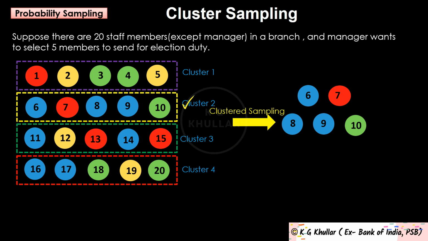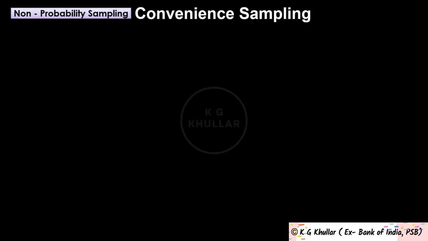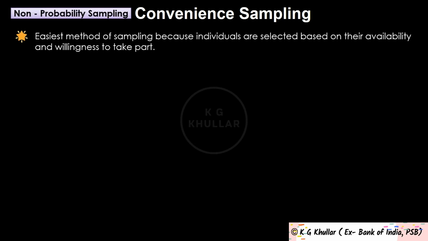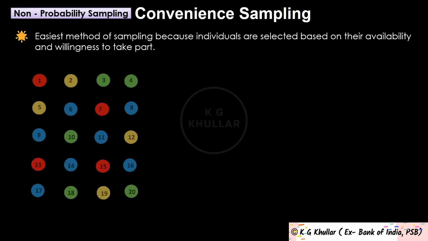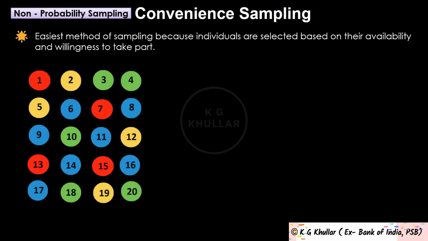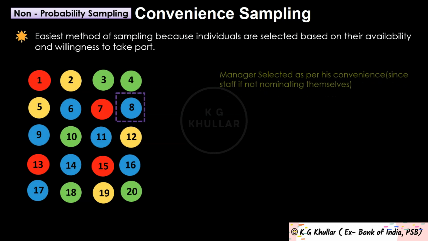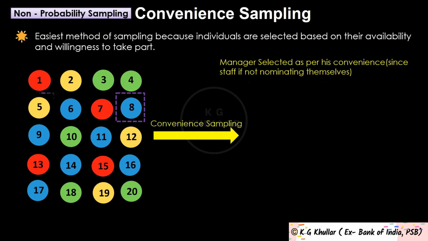Now friends, please note in your syllabus only probability sampling is discussed. But I will also discuss non-probability sampling in short, since from the last few years it has been going out of the syllabus. So friends, under non-probability sampling, the first one we have is convenience sampling. This is the easiest method of sampling because individuals are selected based on their availability and willingness to take part. So in our example, the manager will first ask the staff if anyone is interested in election duty, and if not, then he will simply select members as per his convenience and send their names for election duty.